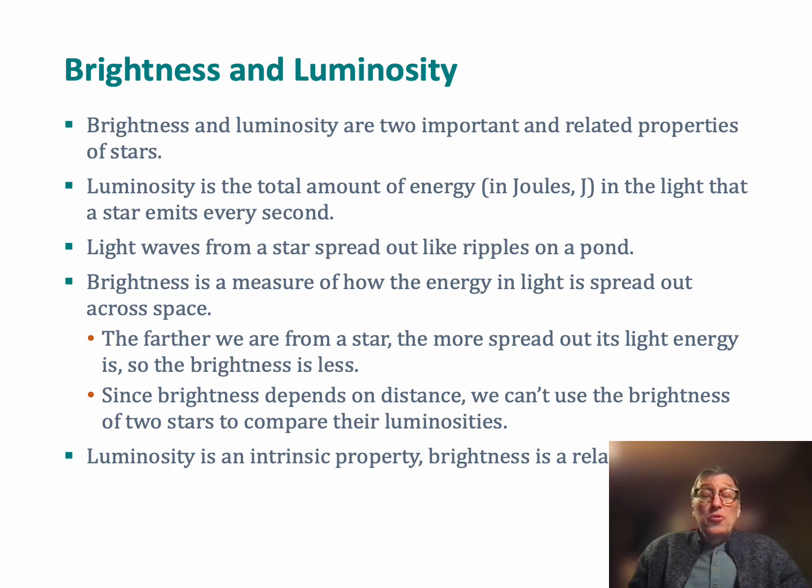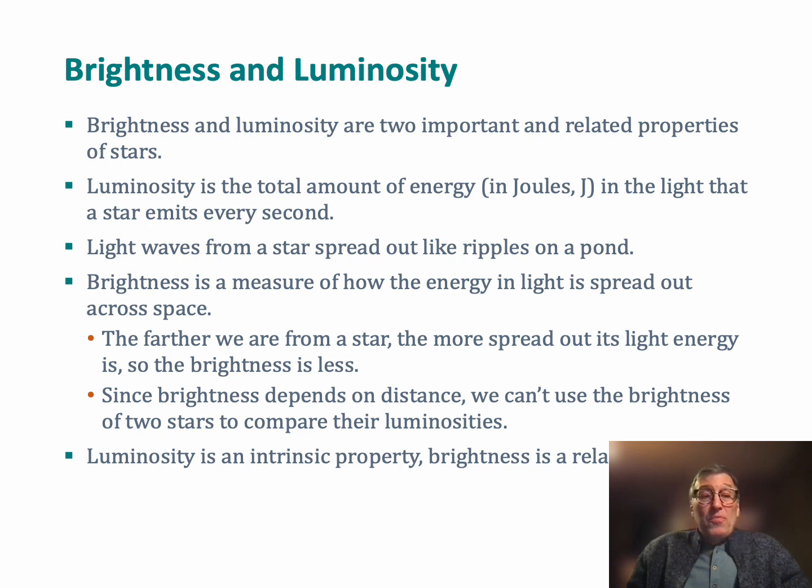Let's compare two properties, brightness and luminosity. I already alluded to this difference. These are both important properties. Brightness is something that we can observe directly from Earth, and luminosity is an intrinsic property. It's just how much energy the star produces every second. So the luminosity of a star doesn't depend on where we're observing from. The star is going to produce a certain amount of energy per second, no matter whether we look at it or not. But the brightness is really going to depend on how far away the star is.